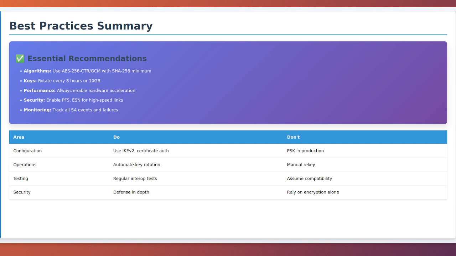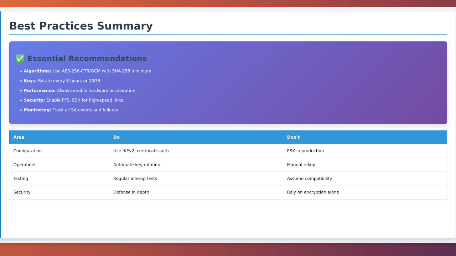Enable perfect forward secrecy to ensure that compromise of long-term keys doesn't affect past communications. Use Diffie-Hellman groups of at least 2048 bits for RSA or 256 bits for ECC. Key management requires careful attention to both security and operational aspects.